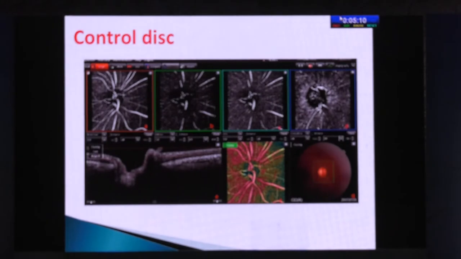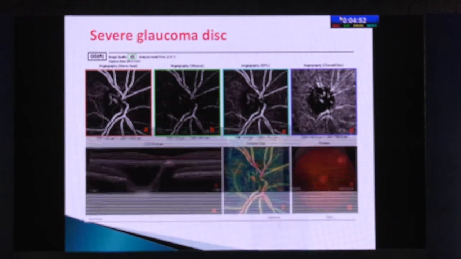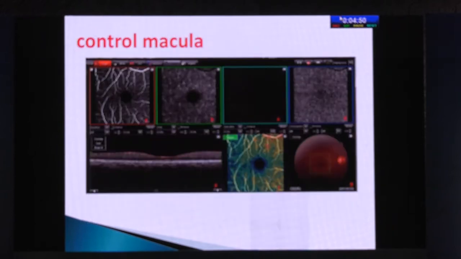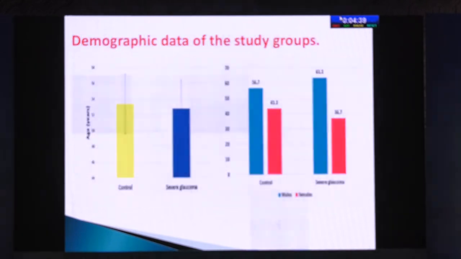Here is the control, where you can see the peripapillary blood vessels. And here is the severe glaucoma, where the peripapillary vessels are reduced, and in the color coded image, blue means reduced density of blood vessels. This is a control macula, which seems to be normal, and with severe glaucoma the superficial and deep vessels are reduced, with more blue color in the coded image.